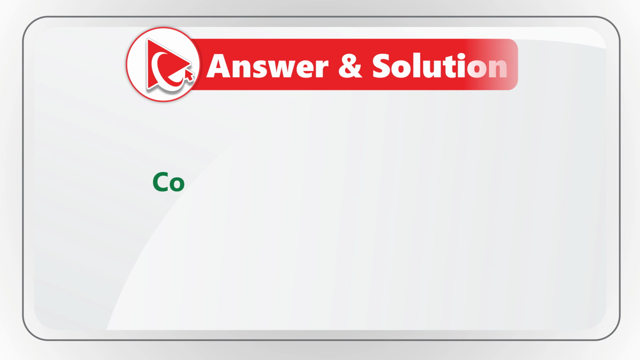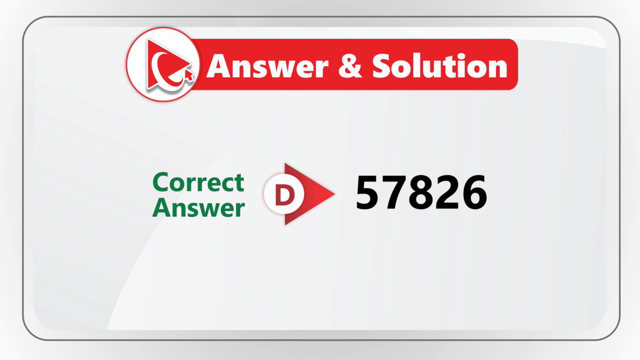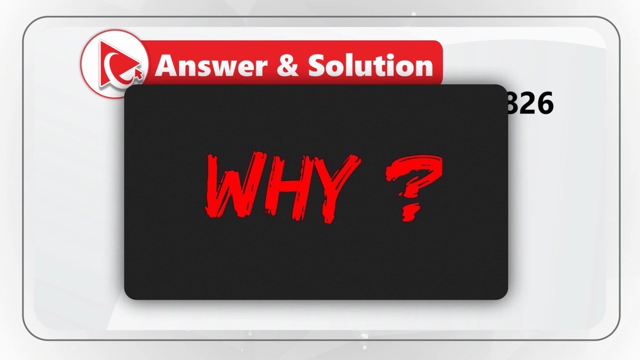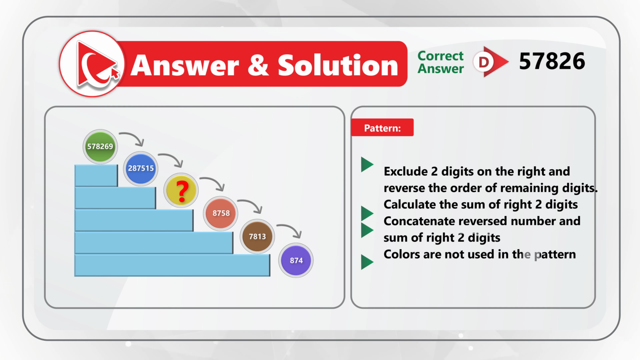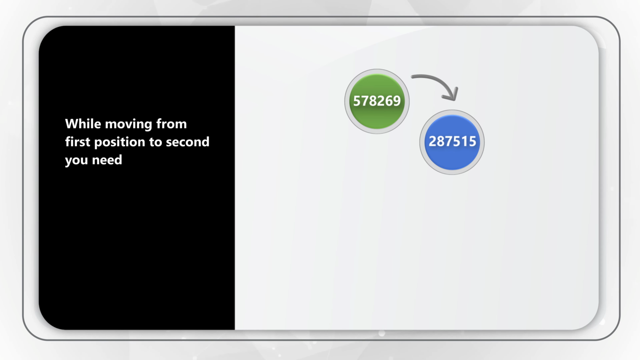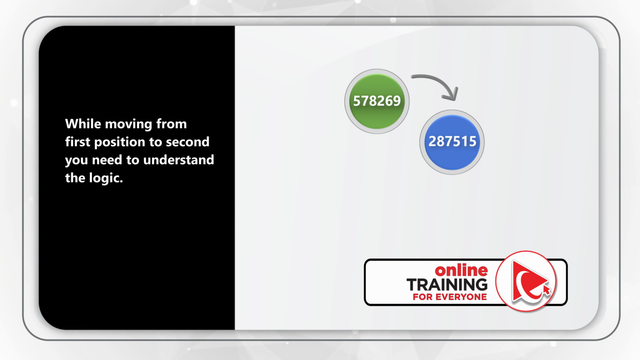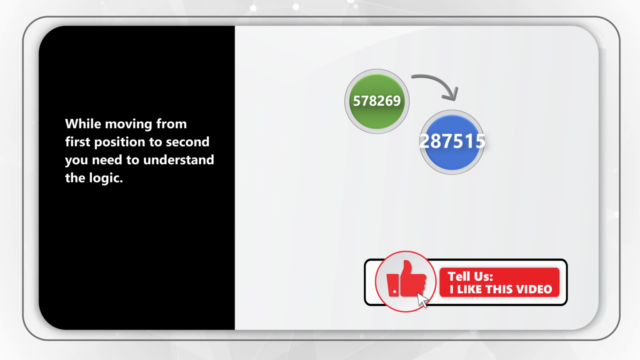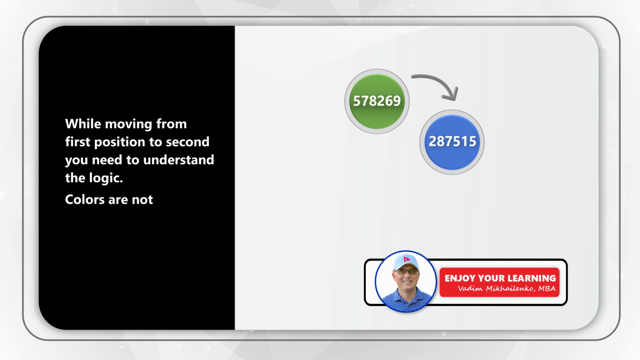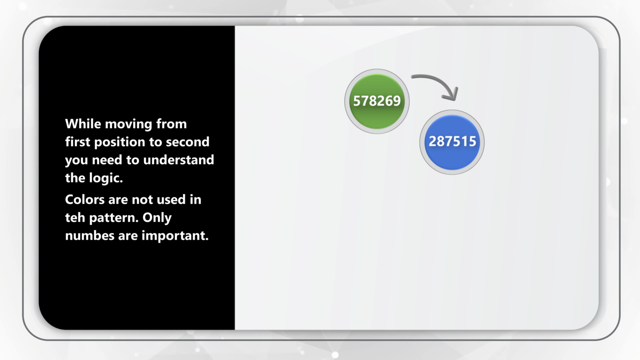I believe the correct answer here is choice D, 57, 8, 26. To understand why, let's look at the pattern. As the ball rolls from the first position to the second, and we transform from digits 5, 7, 8, 2, 6, 9 to digits 2, 8, 7, 5, 1, 5, we need to understand the logic. As you might have suspected, the colors are not used in the pattern, and they're there just to deceive you. Only numbers are important. And to complete the transformational pattern, we need to do it in 3 steps.